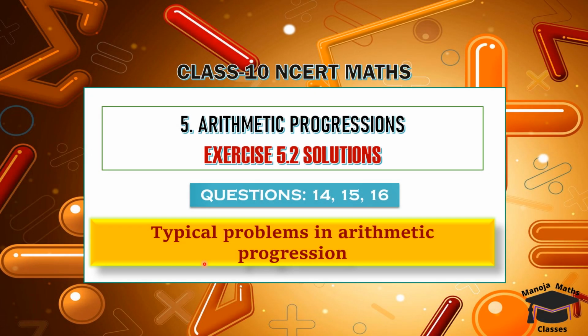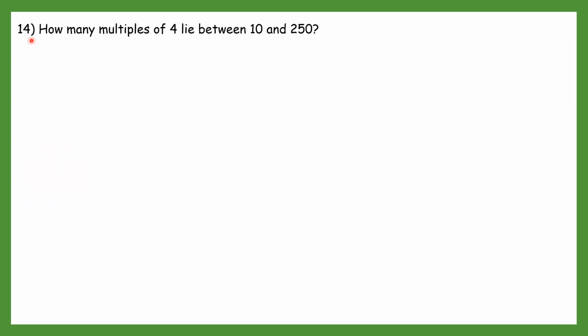Let's solve some typical problems in arithmetic progression. Questions 14, 15, 16, exercise 5.2, chapter arithmetic progressions, class 10 NCERT maths. The question is, how many multiples of 4 lie between 10 and 50? We should find the count of multiples of 4 between the numbers 10 and 50. Let's solve the problem.